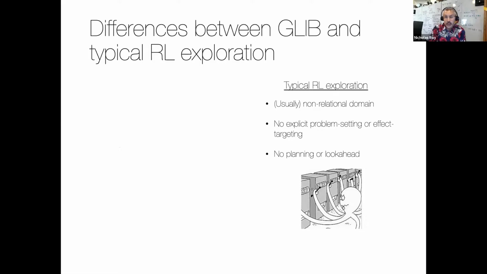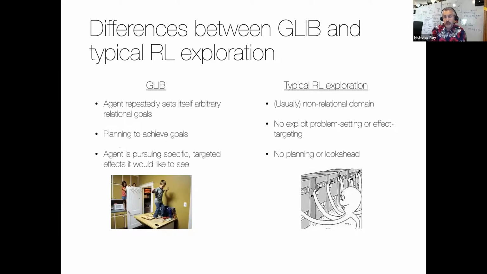The specific difference to traditional RL is that RL is usually in a non-relational domain. There's no explicit problem setting or effect targeting. You're picking actions to take either according to your model or some mixture of models, and there's typically no planning or look-ahead. Here, we're really planning to achieve goals, and the agent is pursuing specific, targeted effects it would like to see, as we saw in the previous work.